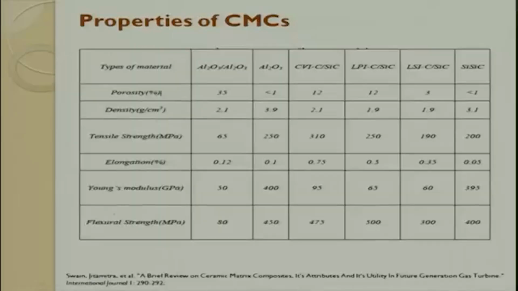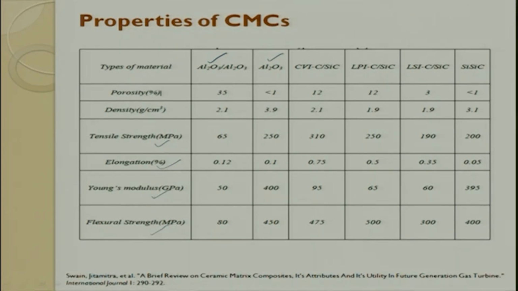So the fatigue life enhances, the toughness value goes high. This is typically, I have just put different ceramic matrix composites, and the ceramic matrix, what are their properties. When you talk about porosity, density, you see alumina 3.8, when you make alumina it goes to 2.1. You have tensile properties, elongation, Young's modulus, and then flexural strength.